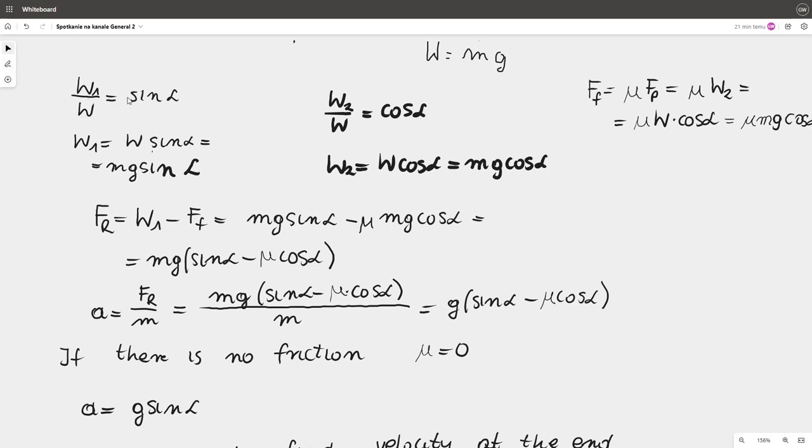You can see it here and here. We transform these equations so we could calculate W1 and W2. Magnitude of weight is equal mass multiplied by g. We put it here and here.